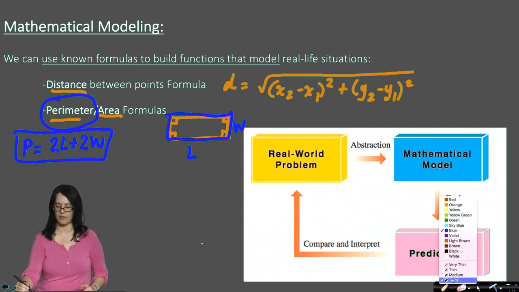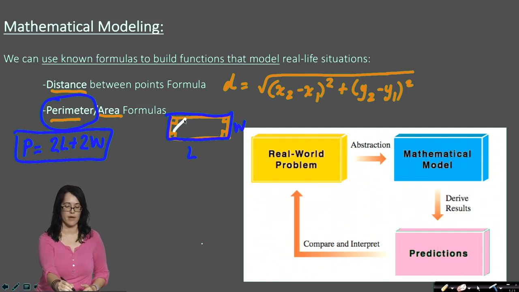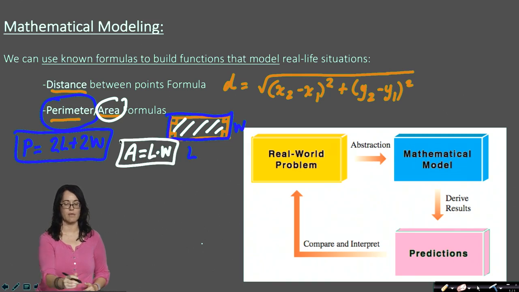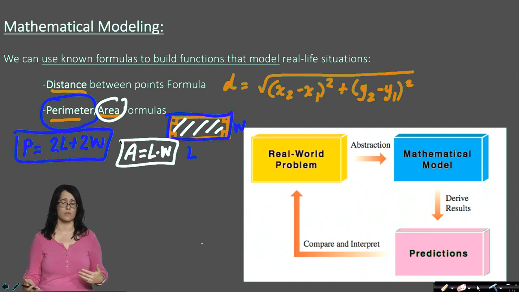When do we multiply? Well, if you're trying to find the coverage, right? If you wanted to cover the area inside of that rectangular surface, that would be the area formula, which is just the base times the height, or L times W in this case. There are many, many other formulas we've seen, areas of circles, areas of all kinds of solid figures. But today, we're going to focus mostly on these three formulas in order to set up some more complicated modeling for real-world scenarios.